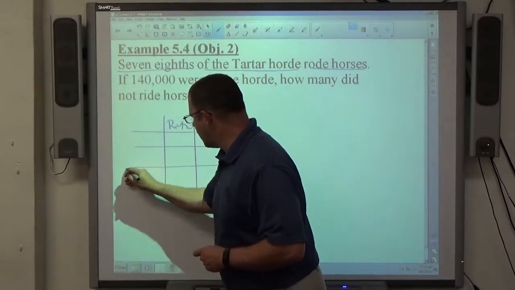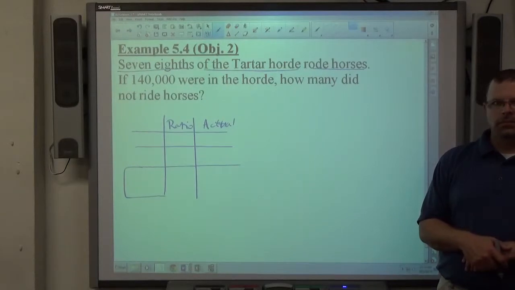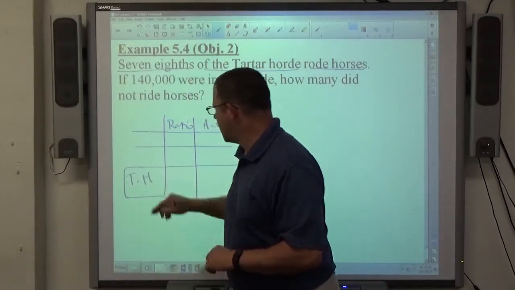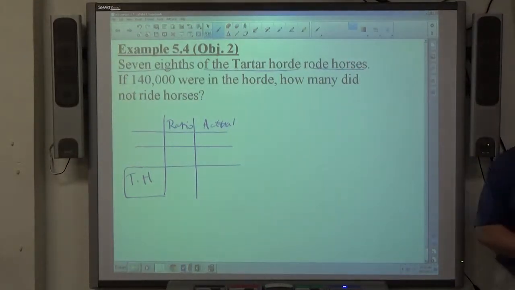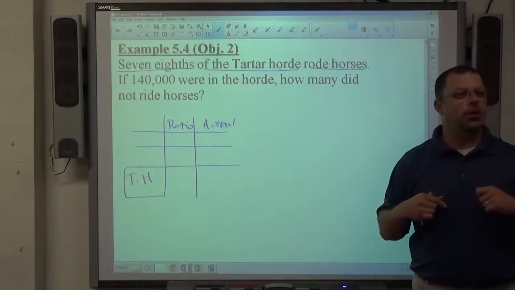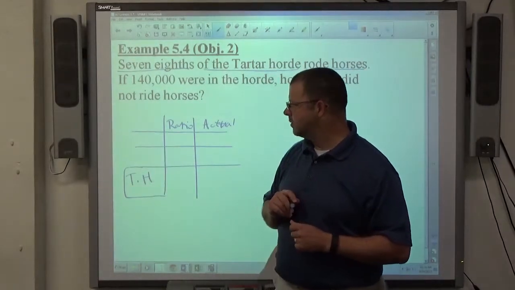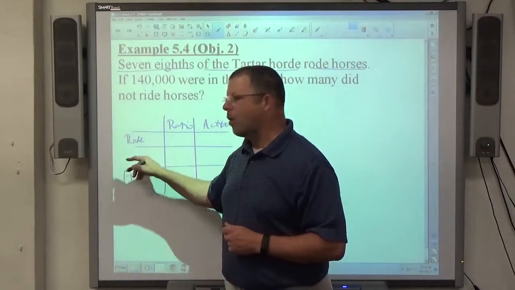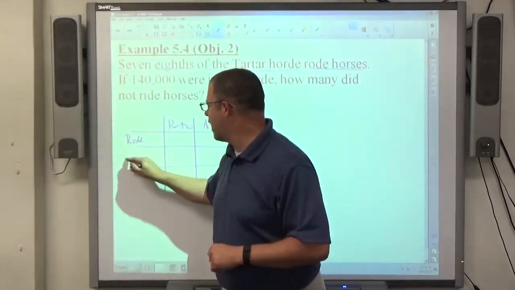All right, what's going to go in my category here? The Tartar horde. Very good. Again, you're free to abbreviate. The purpose of this is to organize the information, put up what you need to put up in order to organize. Now, what would the characteristic of the horde be? Rode horses. And then, what would the other category be? Not ride, or maybe walk.